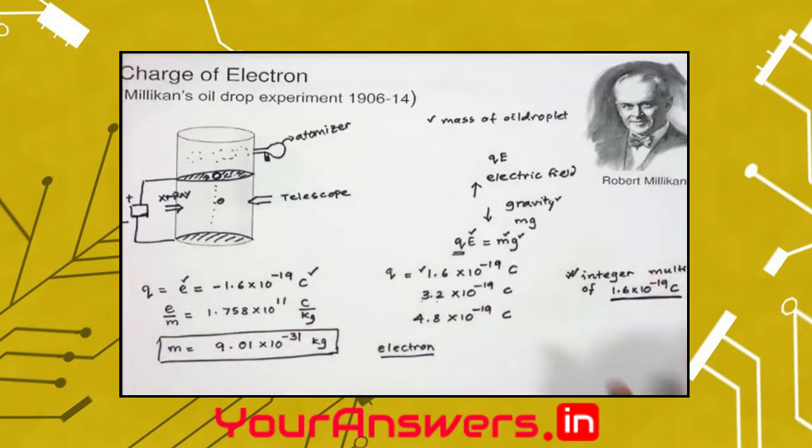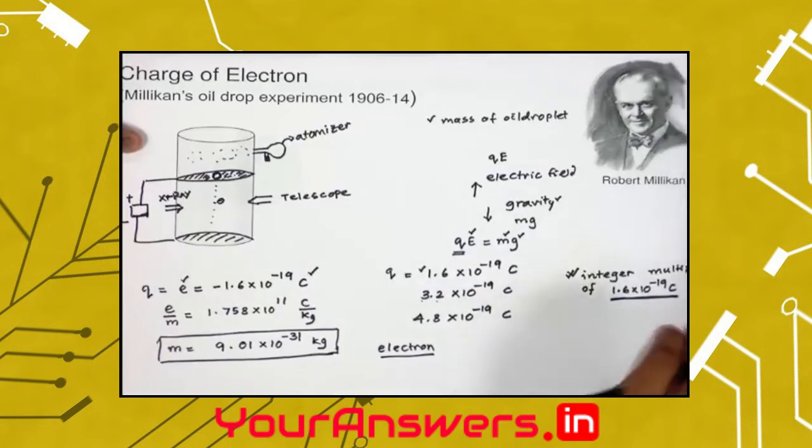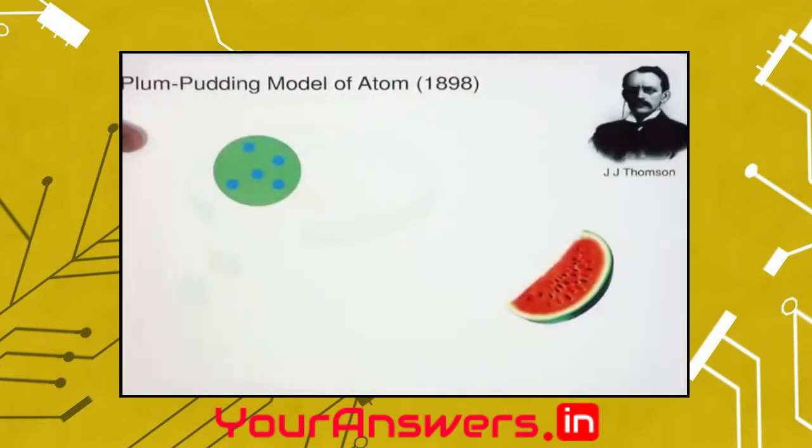Now, this was wonderful. However, there is one problem. The problem is that these fundamental particles, which we call electrons, are negatively charged, but the atom as a whole is charge neutral. So, there was a need to propose a new model for the atom, and this is what was done by J.J. Thomson in his famous plum pudding model of the atom.